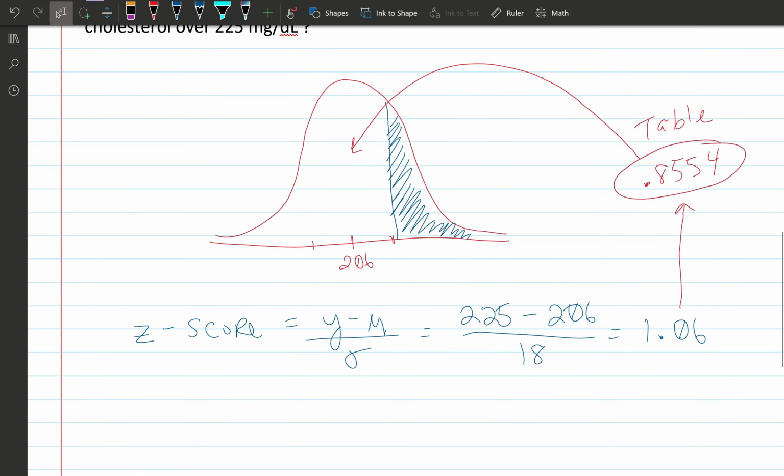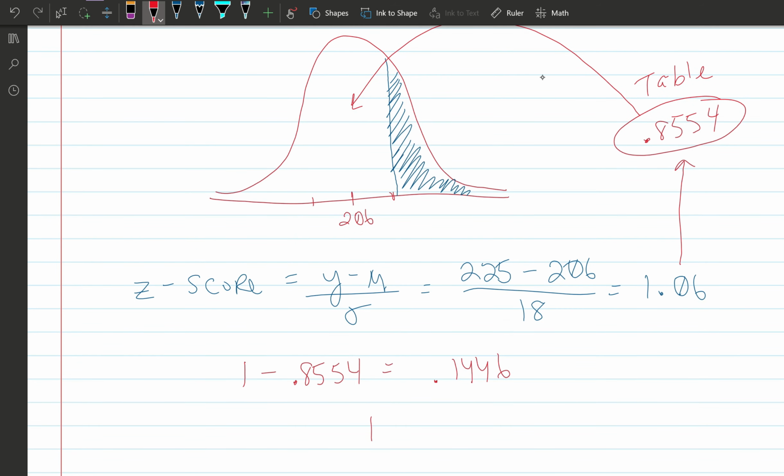Since the area under the curve is 1, we would just take 1 minus 0.8554. 1 minus 0.8554 gets us 0.1446. So what does this tell us? It tells us that about 14.46% is the percent of adults expected to have cholesterol levels over 225 milligrams per deciliter.